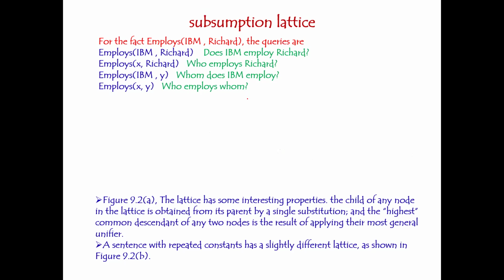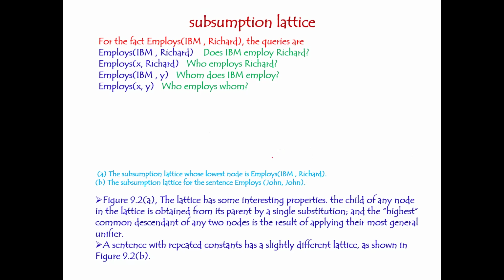In the first case, we are taking two different constants in employees of IBM comma Richard. Here, if you see, the constants are different, so it is in the form of X comma Y. In the second subsumption lattice, we will have the form X comma X, that is, John comma John. Here the employer is the same and the employee is also the same. Whenever you have sentences like this, how does the solution look?